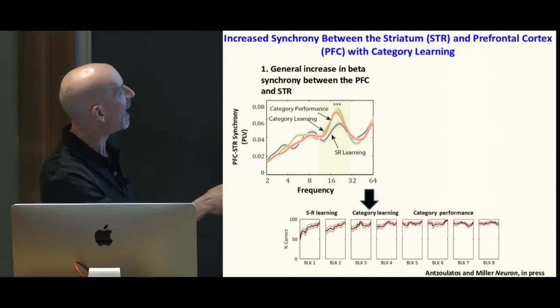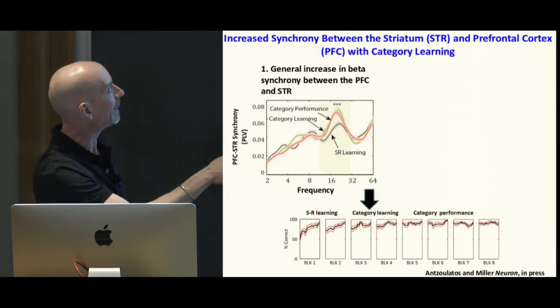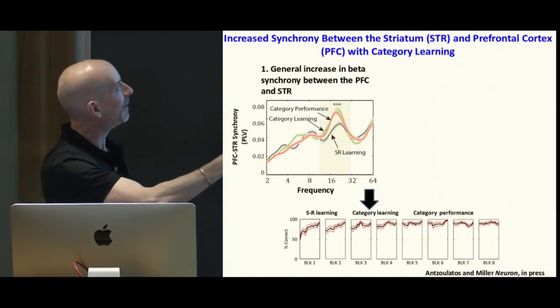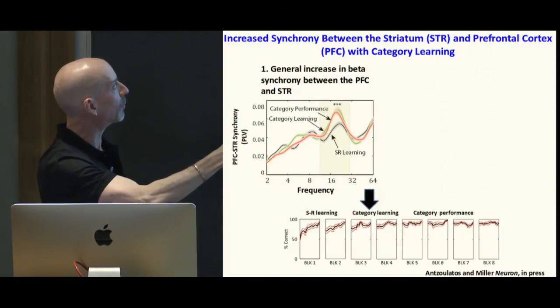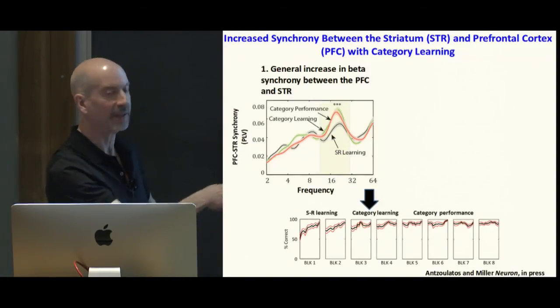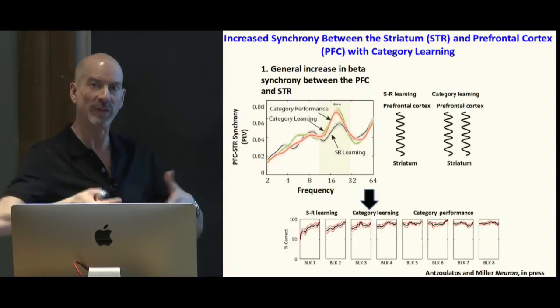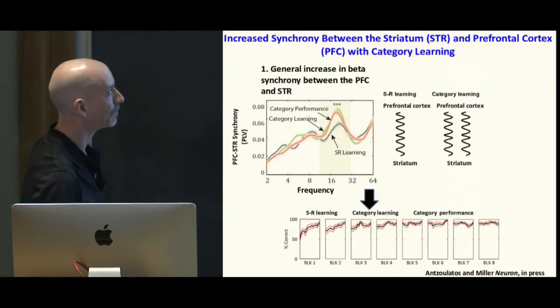The black line shows the synchrony profile at different frequencies during the SR learning phase. Then the two colored lines show category learning in green and category performance in red. And what you see is in this beta band, there's a general increase in beta band synchrony between the prefrontal cortex and striatum as the animal switches from SR learning to category learning. So there's increased talking between the prefrontal cortex and striatum once the animal really starts acquiring the categories.